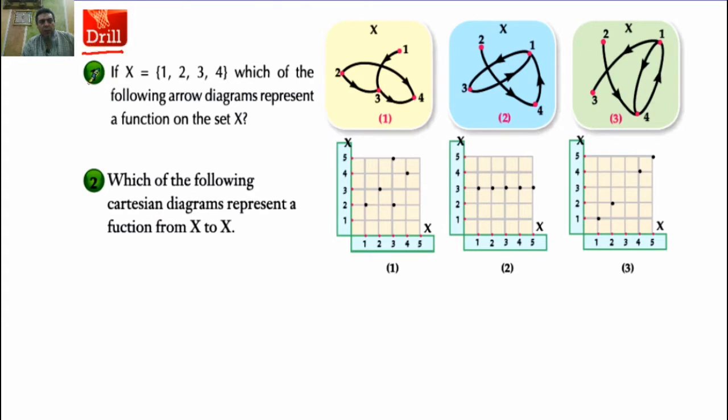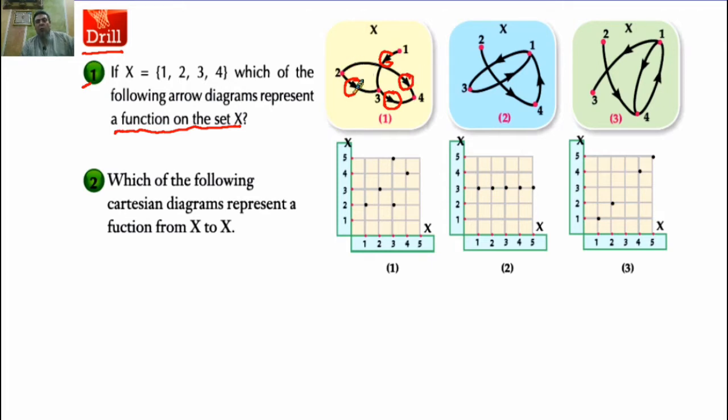Drill number 1. If x is the set of elements 1, 2, 3, and 4, which of the following arrow diagrams represent a function on set x? This is the first arrow diagram, second, third. In the first arrow diagram, we read 1 and 3: arrow from 1 to 3. 2 and 3: arrow from 2 to 3. 3 and 4: arrow from 3 to 4. 2 and 4.